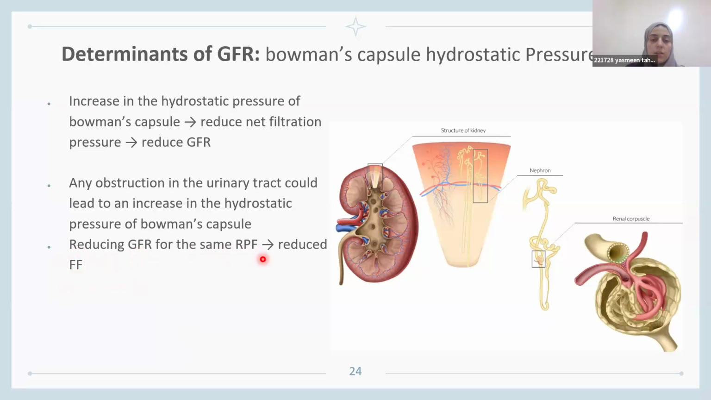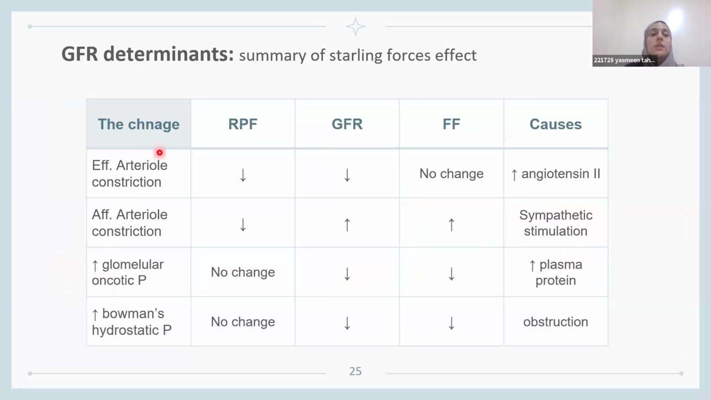It's not affected. There isn't any cause that's stopping the blood flow. But there is something that's stopping the filtration. So the filtration fraction, the amount of the blood that's being filtered, is much less than normal. So we have a reduced filtration fraction. These are all of the GFR determinants. A summary. These are the different changes.